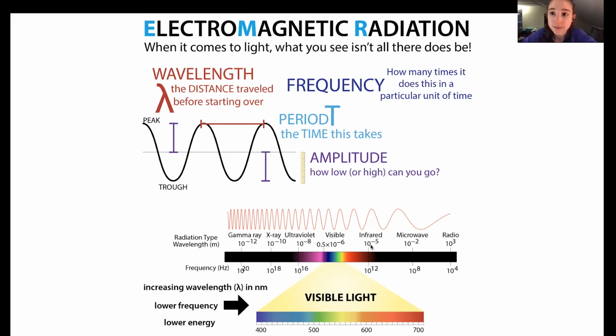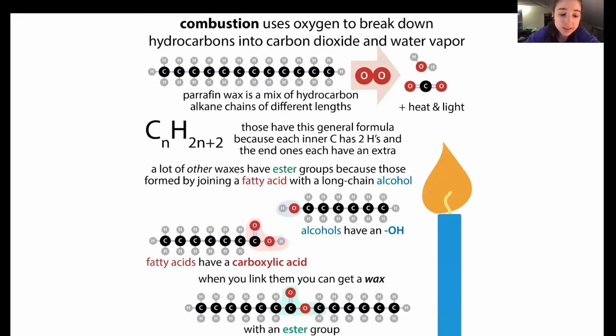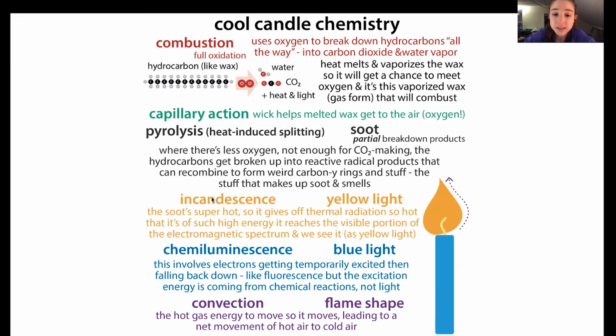But if molecules get more and more energy, so we're increasing energy when we go to the left in this diagram, now they're getting from the infrared range into the visible range. When they get into the visible range, now we might be able to see them. And this is what happens when you get those soot molecules really hot. They're going to start giving off radiation that we can see, this yellowish light. And so we're going to see this. This is called incandescence.